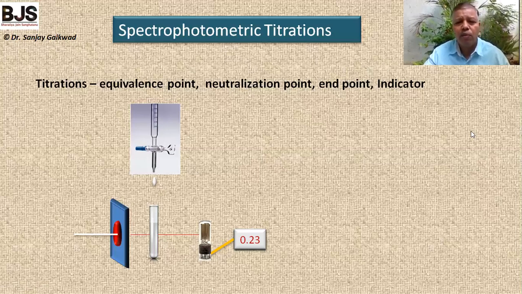Now in the case of an example, suppose in the first example we are taking the titrant here and we are adding another solution from the burette continuously, and we observe the change in the absorbance. Initially, whatever we are adding from the burette interacts or reacts with the solution in the cell, and there is no change in the absorbance.